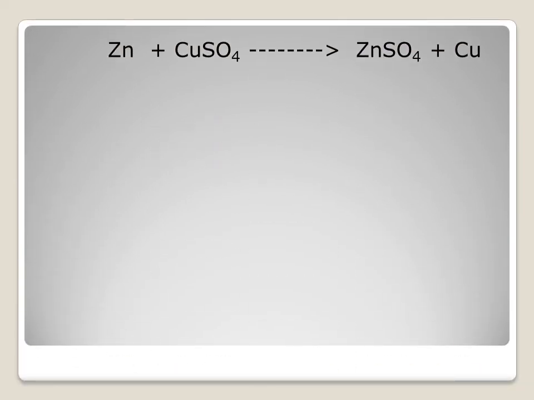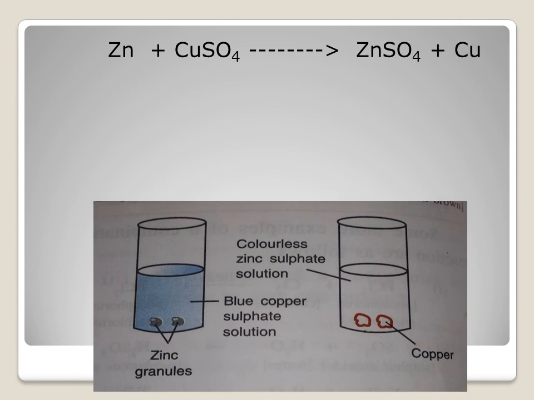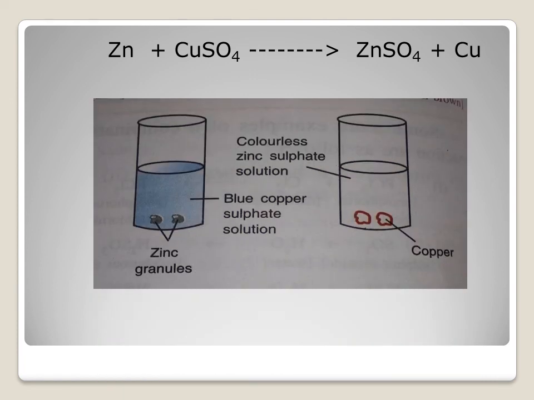Here is an example. Zn plus CuSO4 gives ZnSO4 plus Cu. Zinc, being more reactive than copper, displaces copper from copper sulfate solution. The blue copper sulfate solution turns colorless due to the formation of zinc sulfate and a reddish brown copper is deposited on zinc. From this we understand that zinc is more reactive than copper.